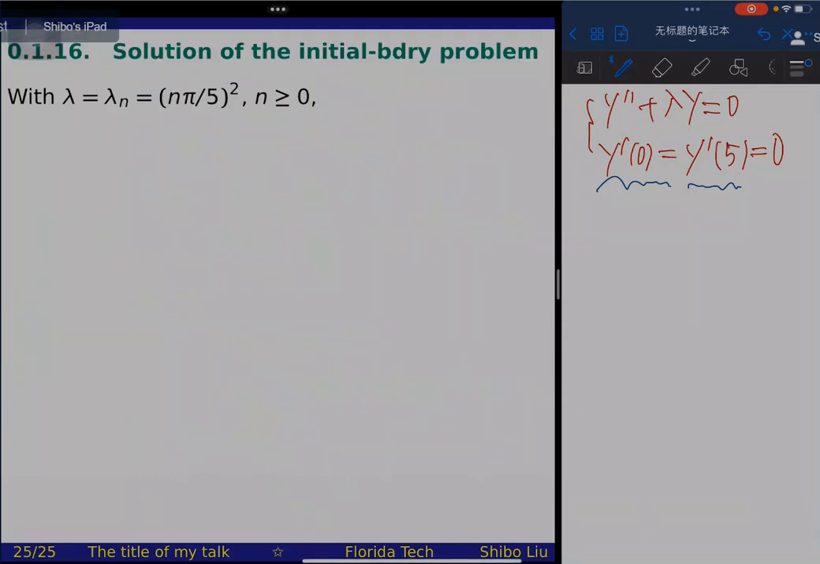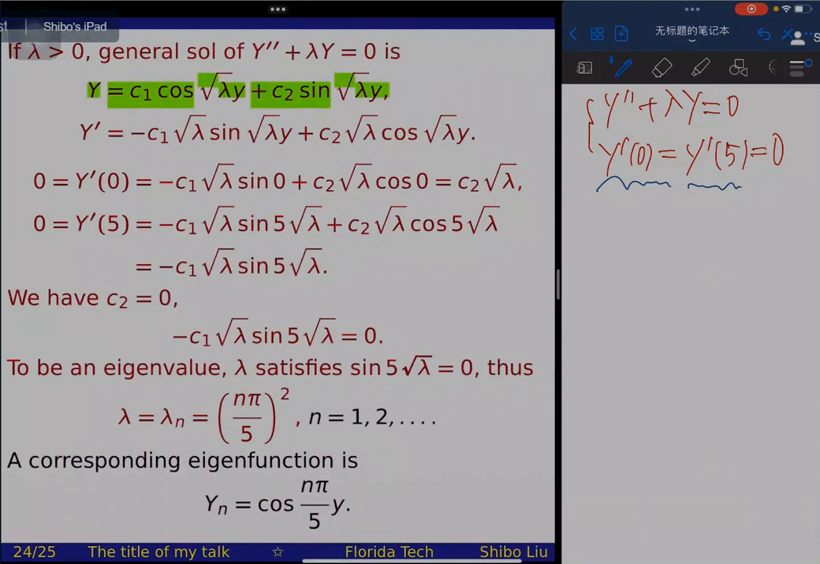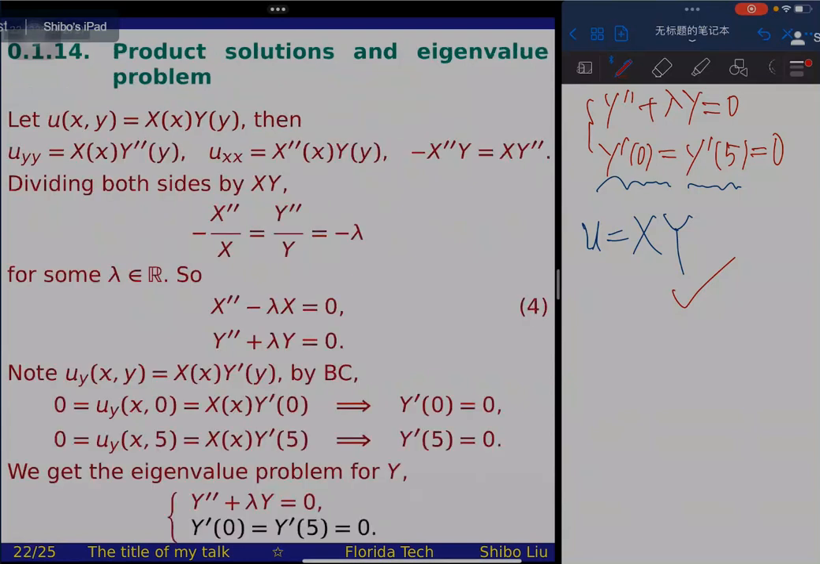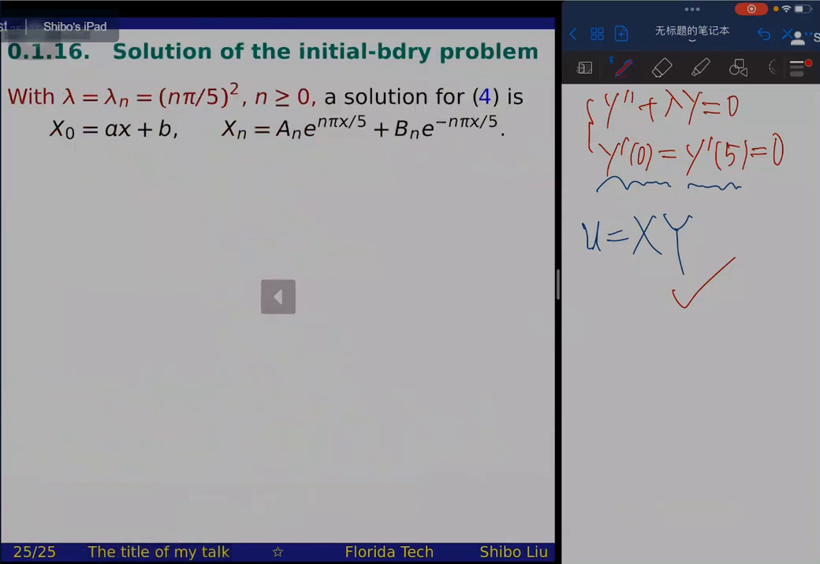The last step is to solve the boundary problem. As before, we are talking about the product solution u equals X times Y. We already know Y. That is the eigenfunction, but we don't know X yet. So we need to find X. For lambda equal to the eigenvalue, X satisfies the ODE 4. Equation 4 is the ODE for capital X. With the lambda, we can solve this ODE. This gives us the X.